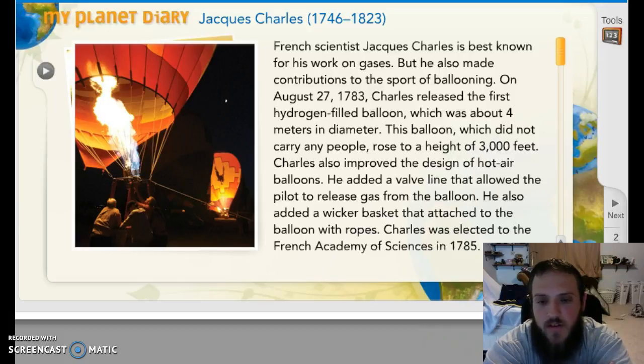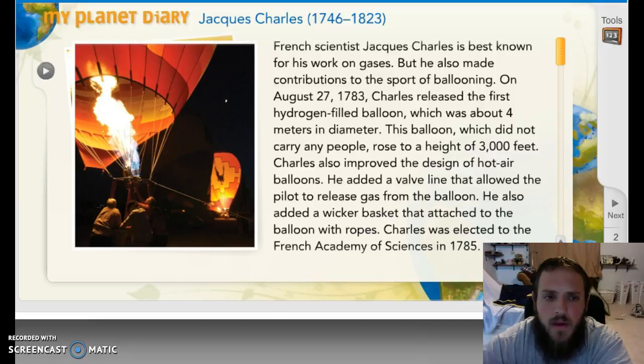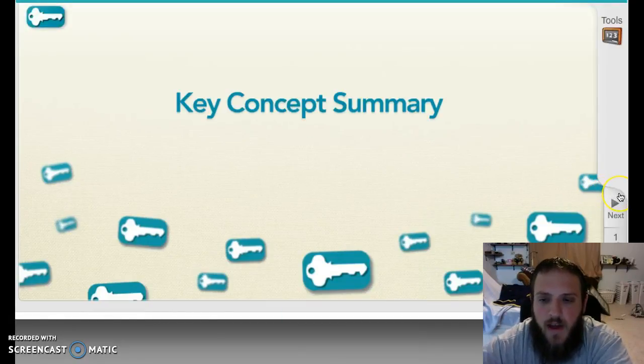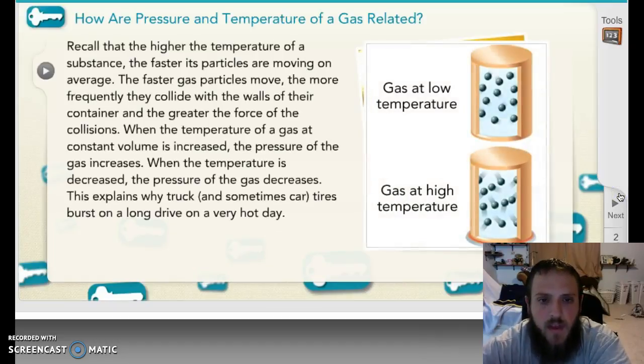He also did a lot of design improvements. He was elected to the French Academy of the Sciences in 1785. Kind of an important older scientist. Has a lot to do with what we are going to be talking about today. Now, I get that these are going to be some higher concepts. We will talk about them at length when we're done, try and generate some examples that we can think about, but let's start with how pressure and temperature of a gas are related.